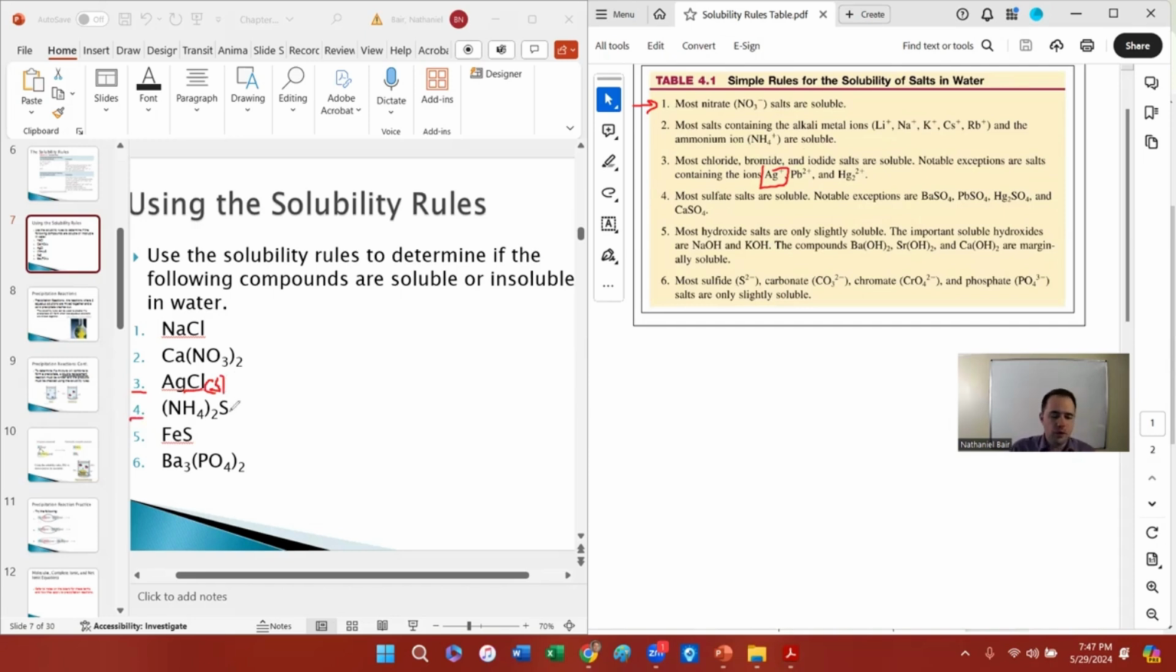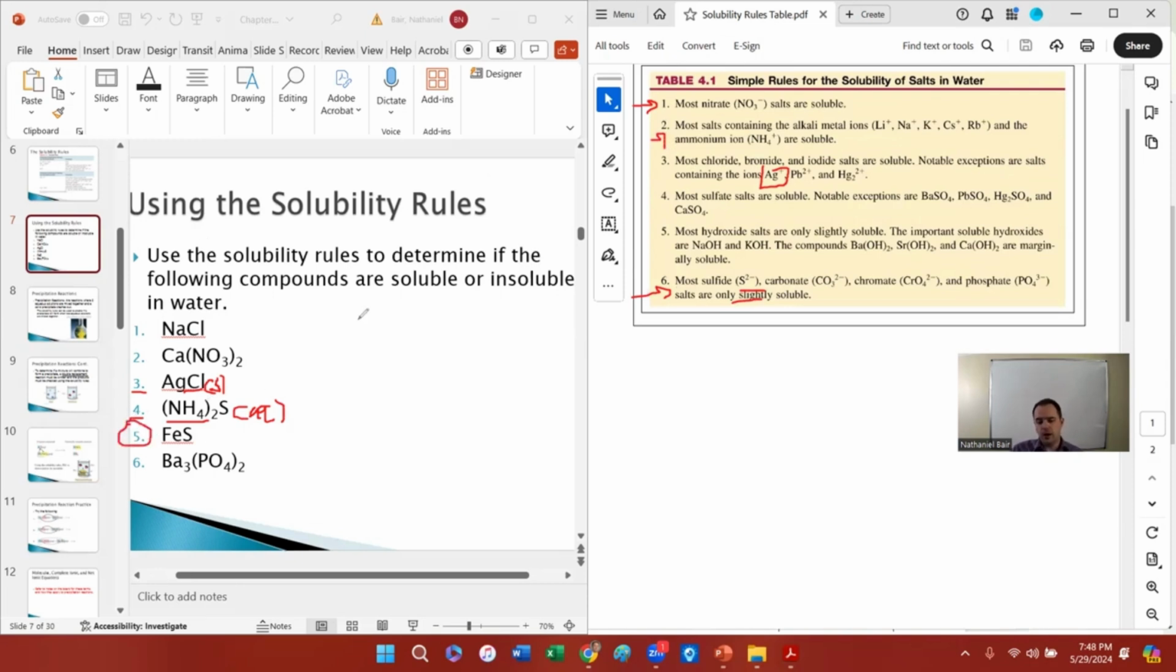Number 4, ammonium sulfide. Let's take a look at the rules. Rule 1, does it have a nitrate, acetate, or chlorate? Nope. Rule 2, does it have an alkali metal ion or ammonium cation? Yup. So it's soluble. That's going to be AQ. And this is an example of why you stop reading. If you were to keep reading for number 4, you would get all the way down to rule 6, and you would see that sulfide, and you say, oh, it's insoluble. But you don't get to rule 6 because you stopped at rule 2. Hopefully that makes sense.